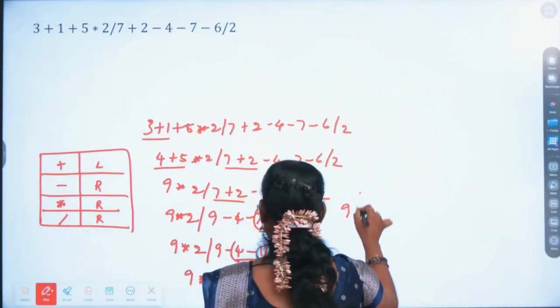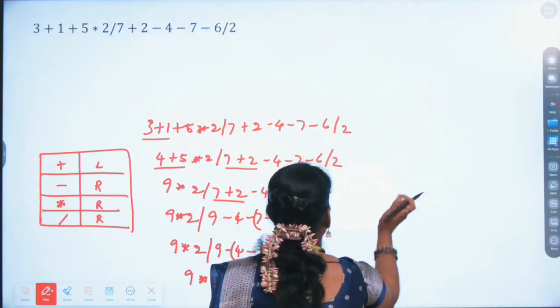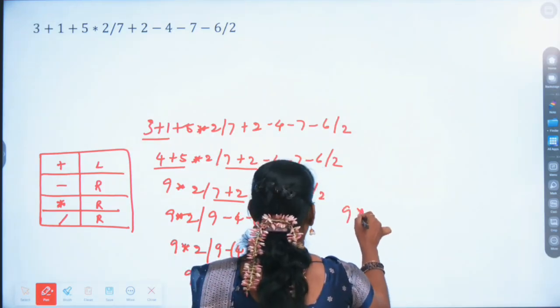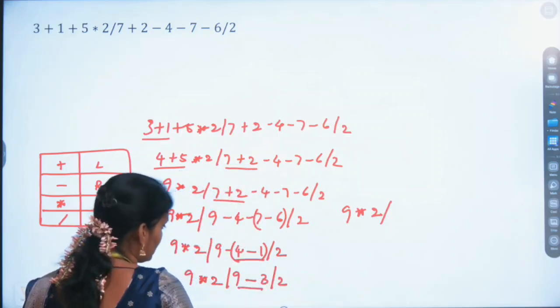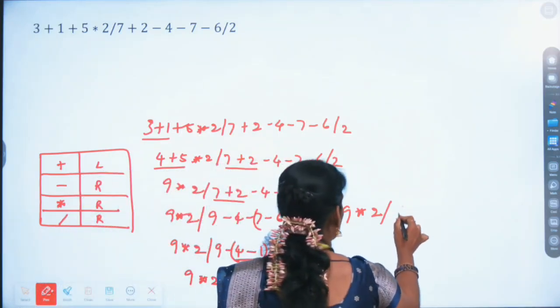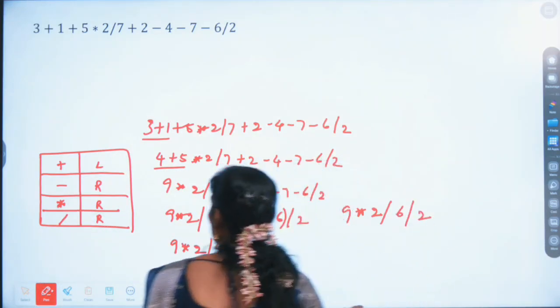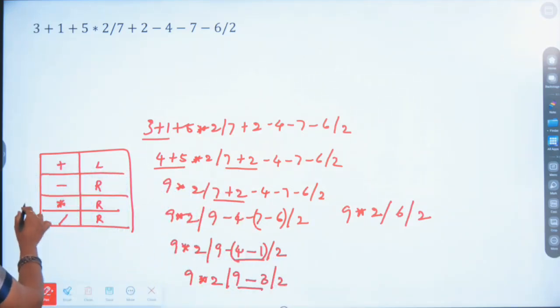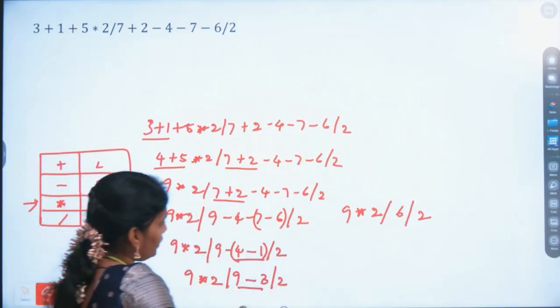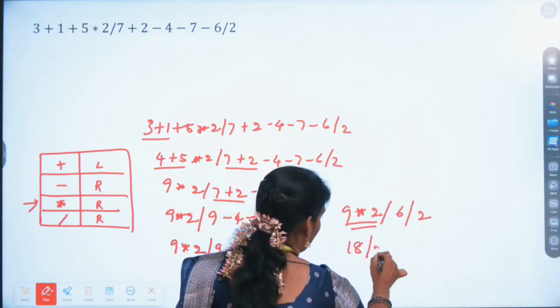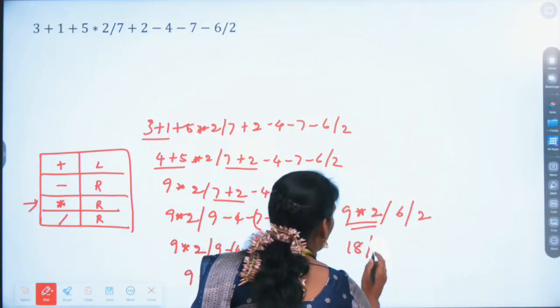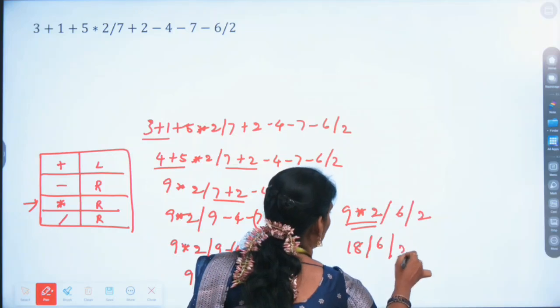Next again, 9 into 2 divided by, again we have a subtraction operation. So 9 minus 3 is 6, 6 by 2. The next priority is the multiplication operator, so we need to perform the multiplication operation. So 9 into 2 is 18 by 6 by 2.